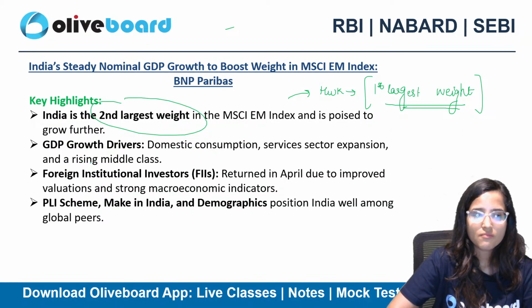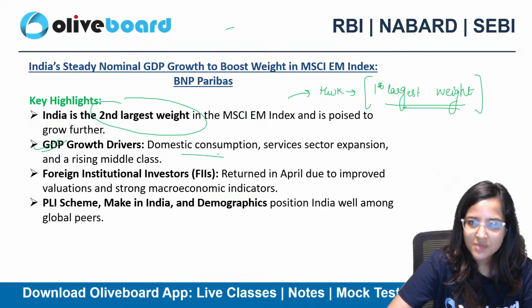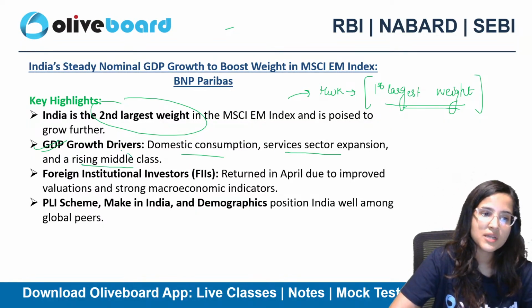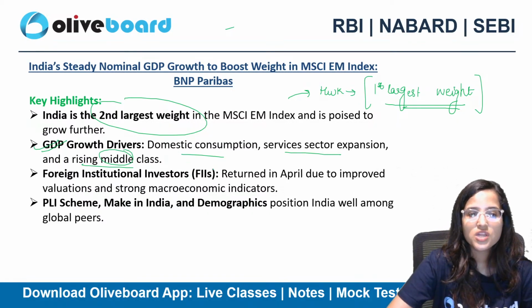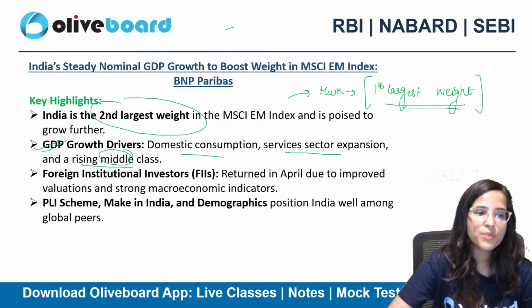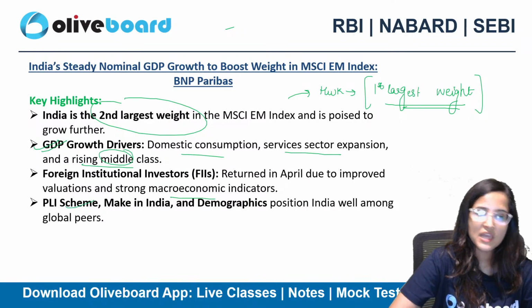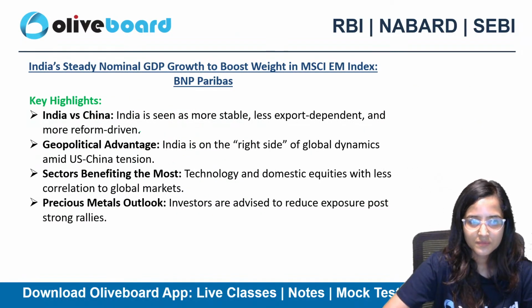Okay? What are the GDP growth drivers in India? Domestic consumption, services sector expansion, and a rising middle class. Okay, these are the reasons. Foreign institutional investors returned in April due to improved valuations and strong macroeconomic indicators. We have the PLI scheme, the Make in India scheme. The demographic position in India is better than other countries.